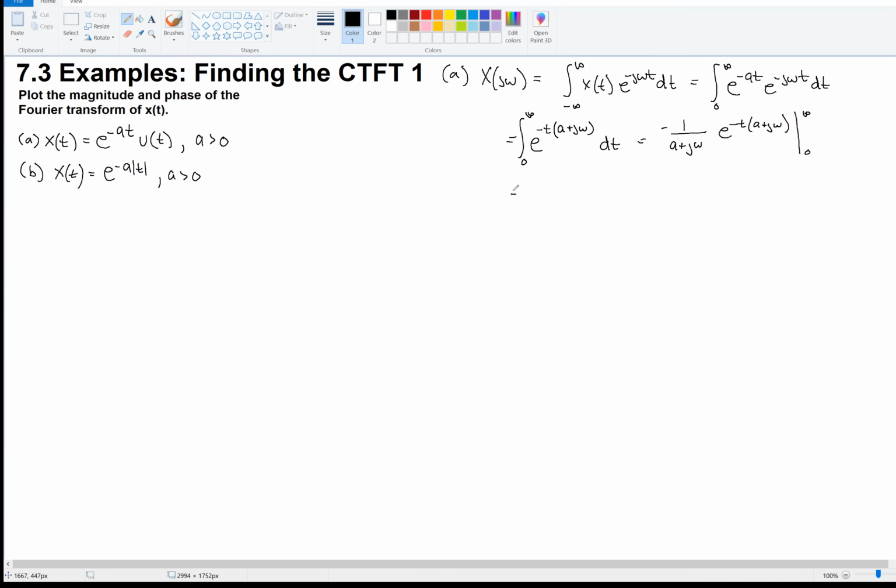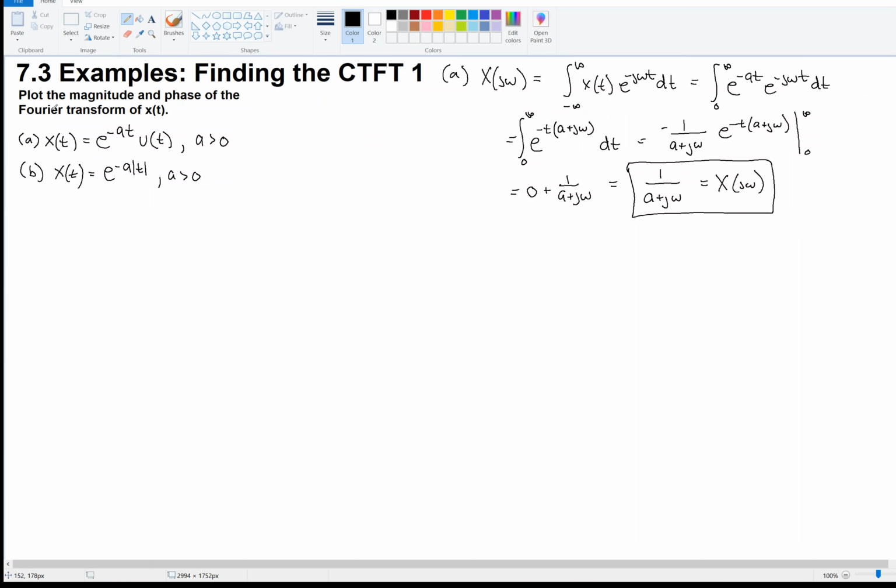So I proceed. Stick in infinity for t, and e to the minus infinity is 0. And then stick in 0 for t, e to the 0 is 1, so this becomes minus minus. So that makes a plus 1 over a plus j omega. And so I get the answer, or at least I get the Fourier transform. I'll just remind you this is x of j omega, that's the Fourier transform of x of t.